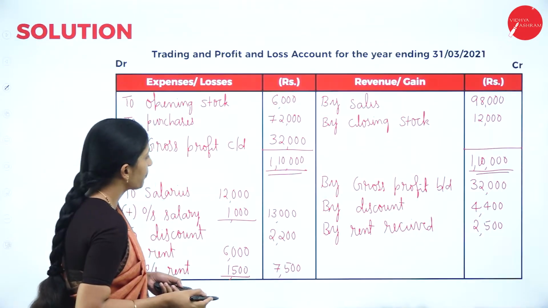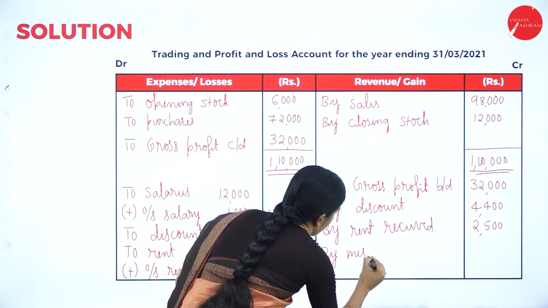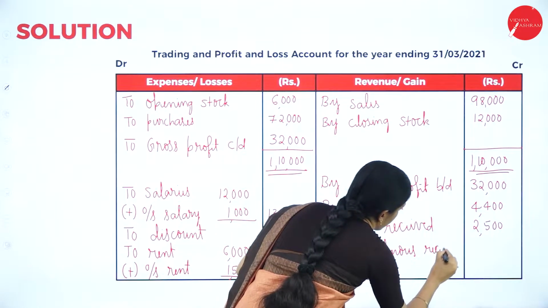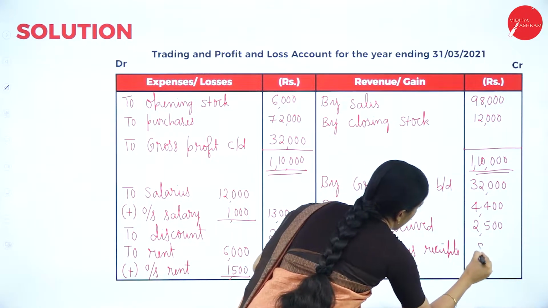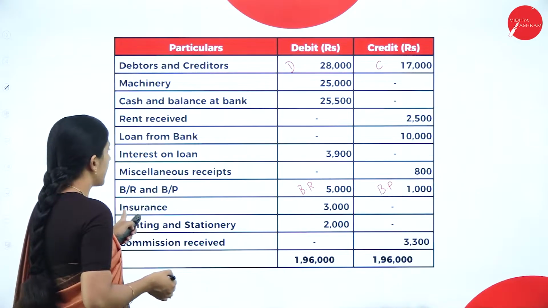Miscellaneous receipts they have given 800. So, it is an income. So, by miscellaneous receipts, that is 800. After that, bills receivable and payable is a balance sheet item.